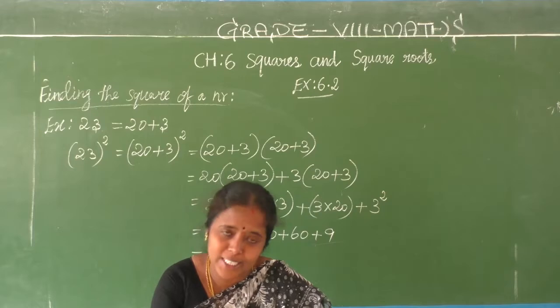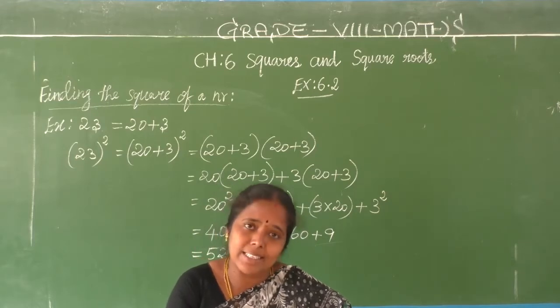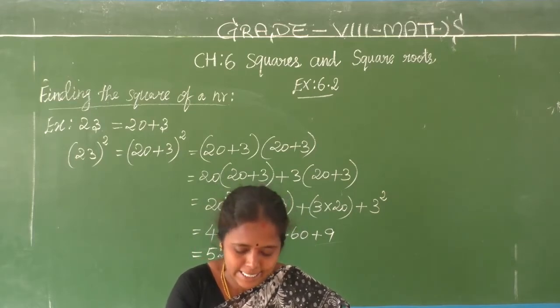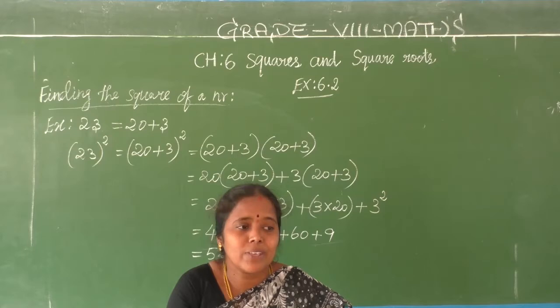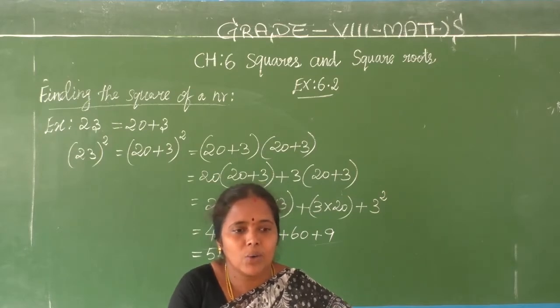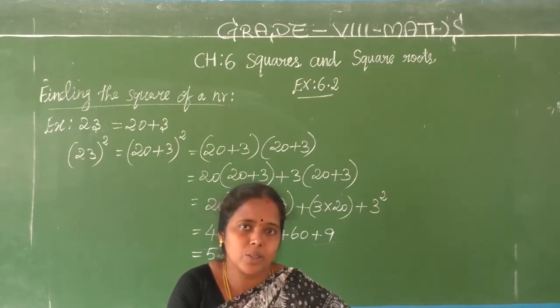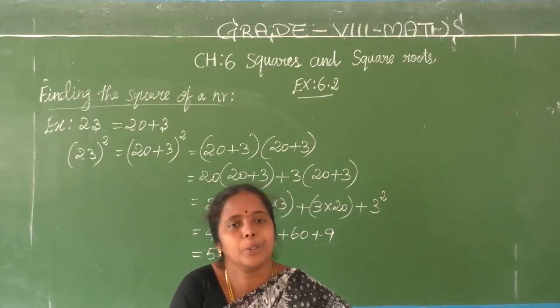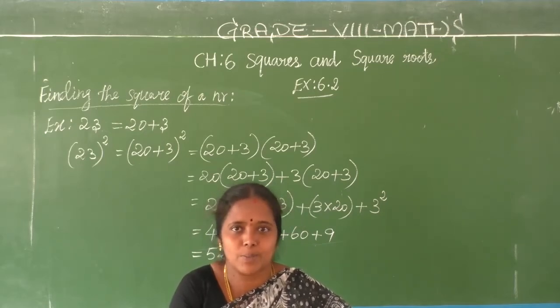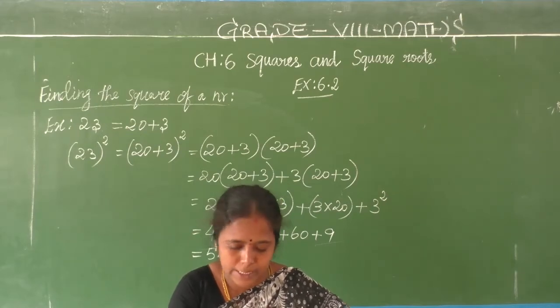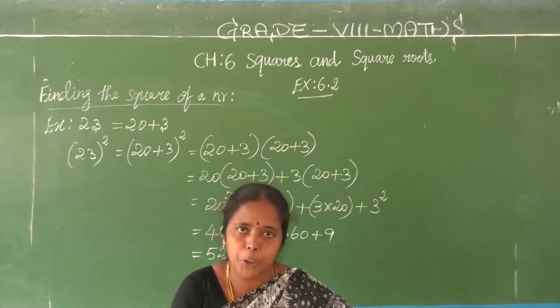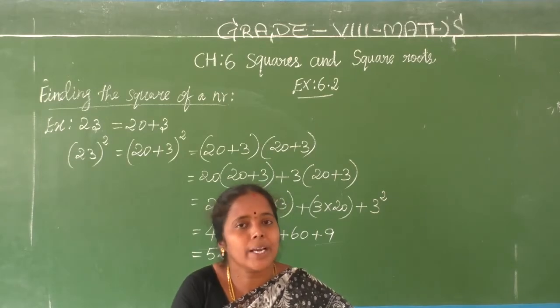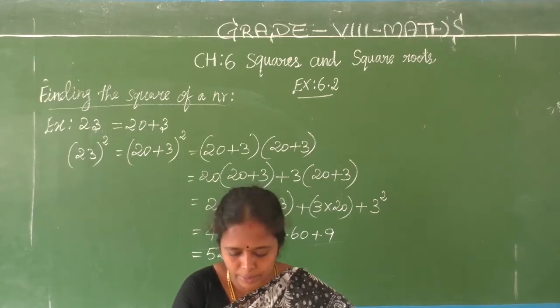Today we are going to see our new exercise in chapter 6, squares and square roots, exercise 6.2. Last week we have seen what square numbers are and how to find squares. Based on that, we saw some properties related to exercise 6.1 sums. Today we are going to see exercise 6.2 sums based on that only. In this session we are going to see how to find the square of any number. What is that, children? How to find the square of any number.